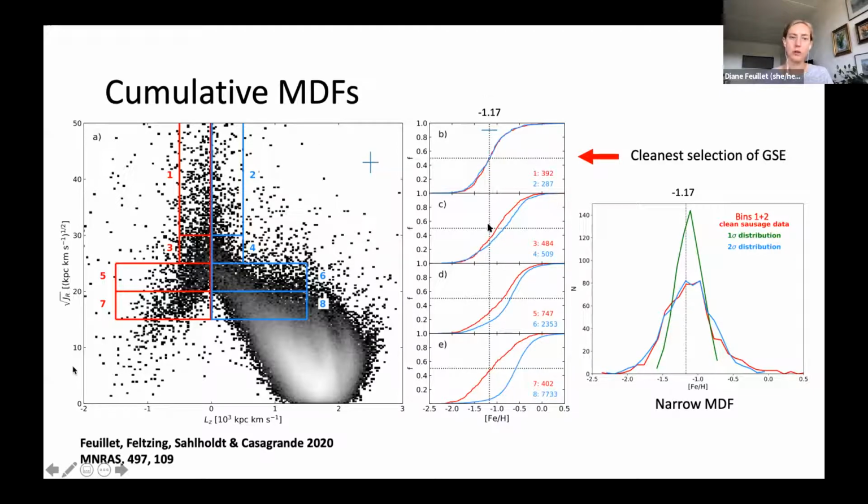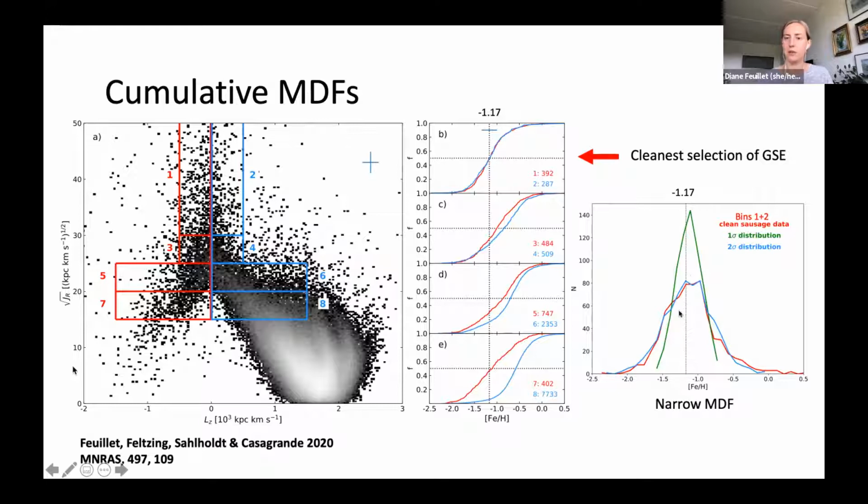However, as you go towards lower radial actions, the samples of stars have quite different metallicity distribution functions, both from boxes 1 and 2 and different in the prograde and retrograde stars. So from previous work, we expect this box to contain quite a few of the Gaia-Sausage-Enceladus stars. And from the metallicity distribution functions, we concluded that probably these lower radial action bins have increasingly more contamination from either Milky Way in situ stars or other accreted populations. And so we identified boxes 1 and 2 as the cleanest selection of Gaia-Sausage-Enceladus stars.